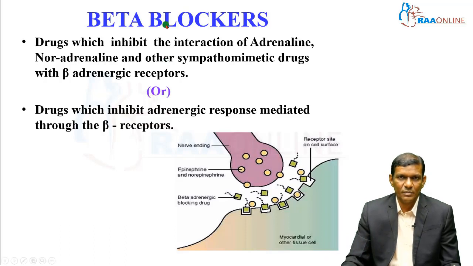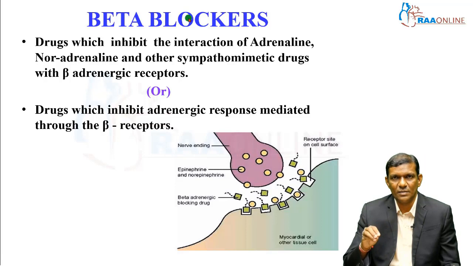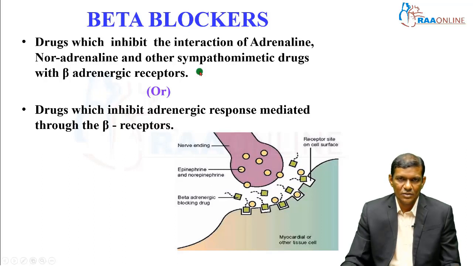Beta blockers, as the name suggests, simply block the beta receptors wherever they are situated. For example, beta 1 is present in the heart. When they block the beta receptors in the heart, they can reduce the heart rate or force of contraction. So these drugs inhibit the interaction of catecholamines, noradrenaline, adrenaline or any other sympathomimetic drugs with the beta adrenergic receptors, or inhibit the adrenergic response mediated through the beta receptors.